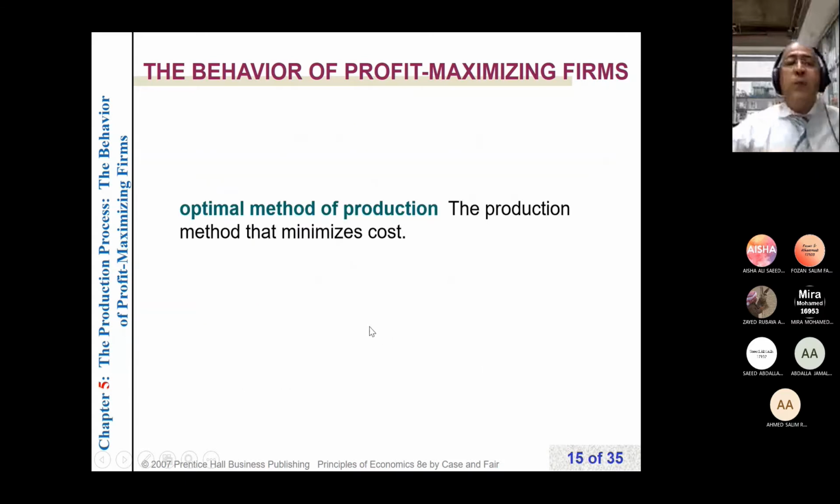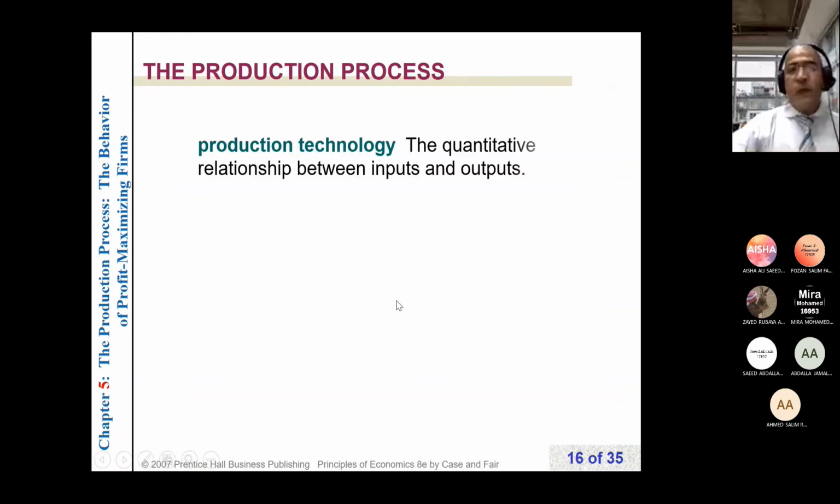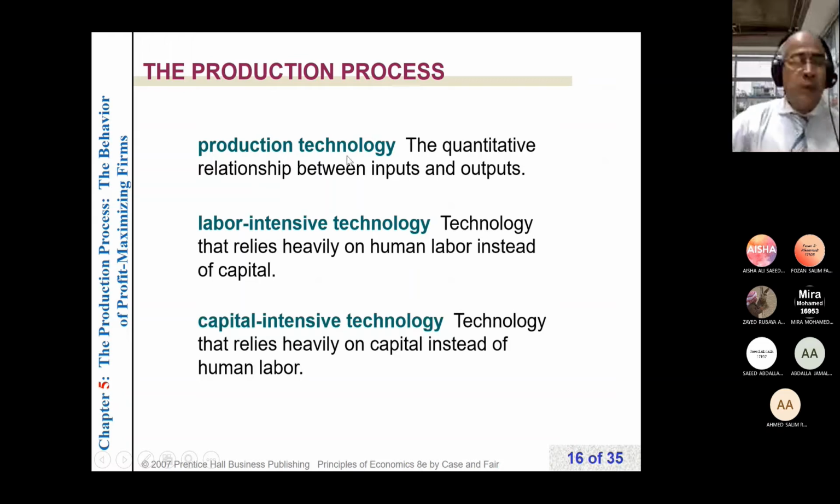What is the optimal or the best method of production? The method that minimizes cost. We have production technology. What is a production technology? It is a quantitative relationship between inputs and output. So Fawzan can produce output, which is 1,000 kilos of tomatoes, if he uses 5 workers and a piece of land. So this is a relationship between inputs and output.